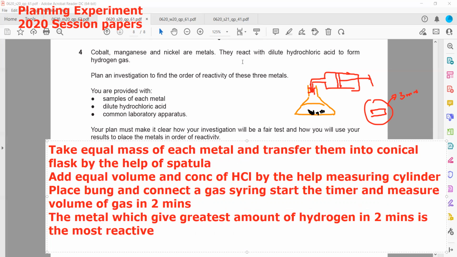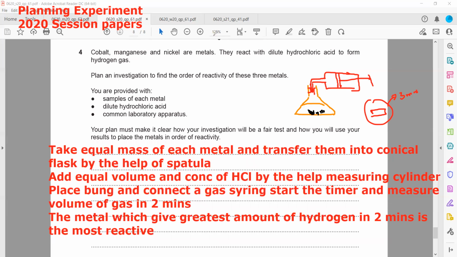And for a fair comparison, because the rate of a reaction can be changed by temperature, we should keep the temperature the same for all the reactions. We should keep the surface area the same for all the reactions. We should keep the concentration the same for all the reactions.